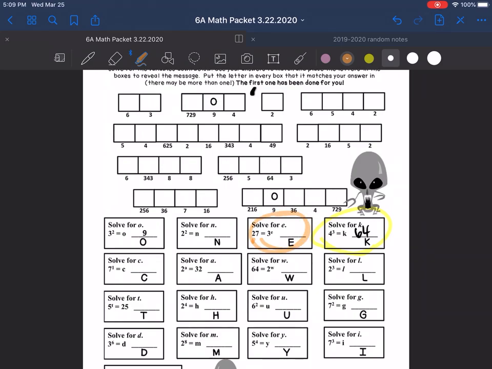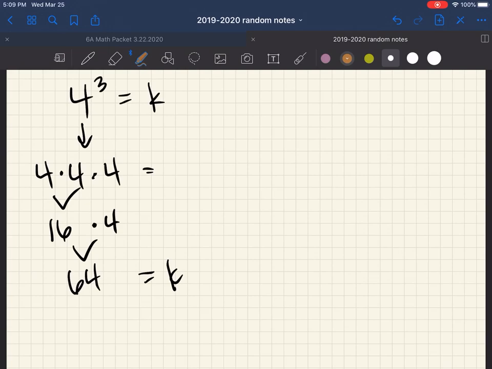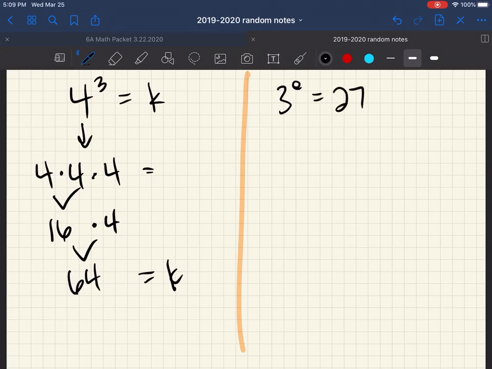E is a little bit different because now it's saying 3 to what power gives me 27. So 3 to the e power equals 27. How many times would I have to multiply 3 by itself to get 27? Let's start with the first power, which would just be 3. If this is 3 to the first power, it's just 3, because it's 3 times only one of them.